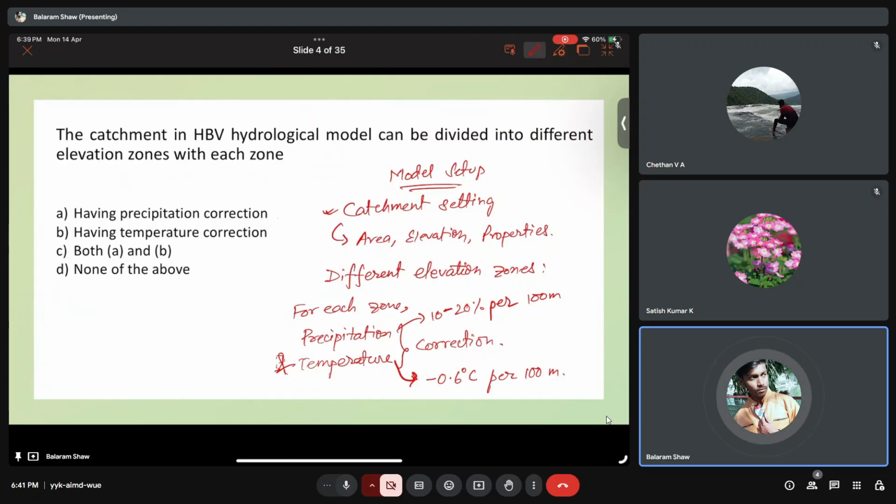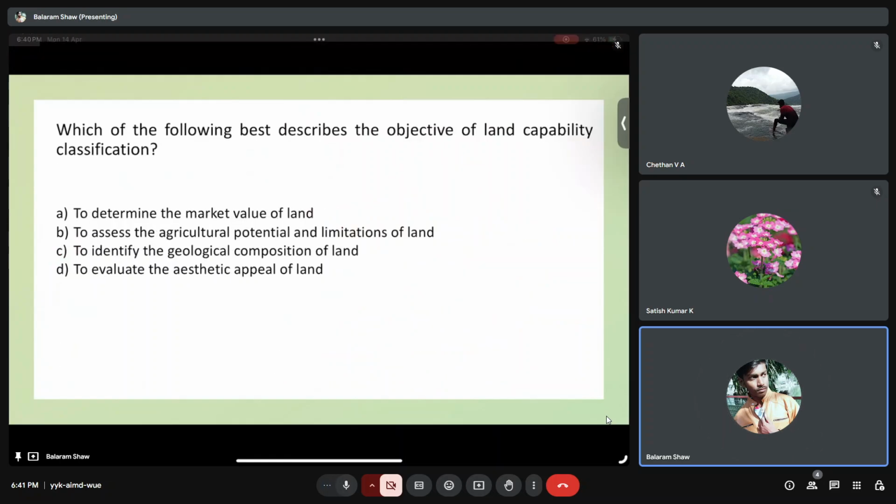And the parameter that we use for this is PCALT in the HBV model. Remember, I am talking only about the HBV model here. For others, the name can be different. So in this, the correct answer will be option A and option B. So the correct answer will be C, that is both A and B. Any questions here? So the correct answer is C.